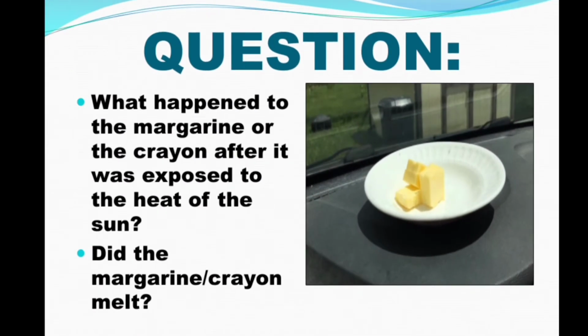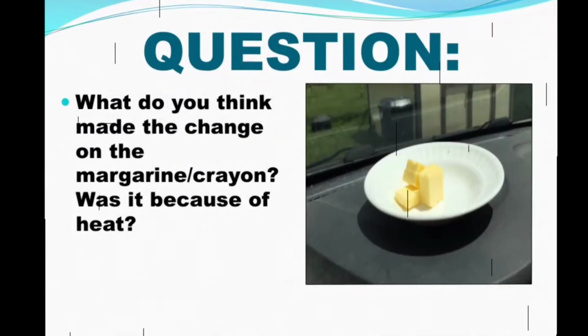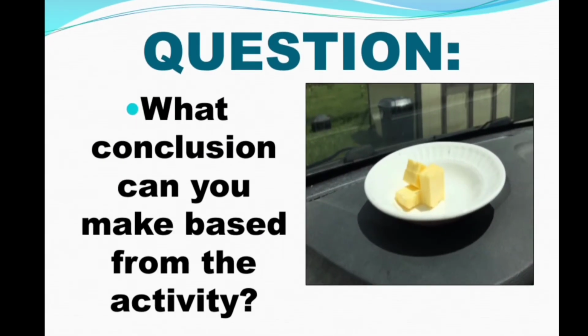What happened to the margarine or the crayon after it was exposed to the heat of the sun? Did it melt? What do you think made the change on the margarine or the crayon? Was it because of heat? What conclusion can you make based from the activity?